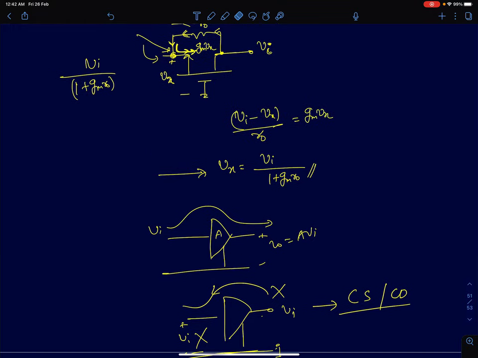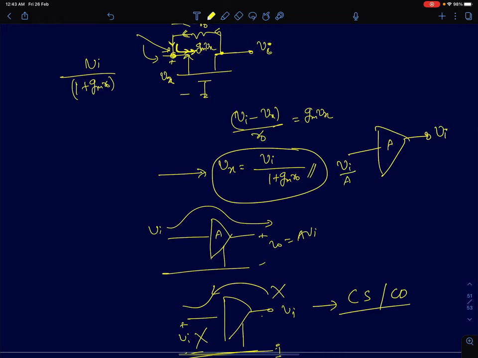But in case of a common gate amplifier, you will actually see a very interesting case: if you indeed apply a voltage Vi at the output, the input voltage will be Vi by A0. So that's what you see in a common gate amplifier.